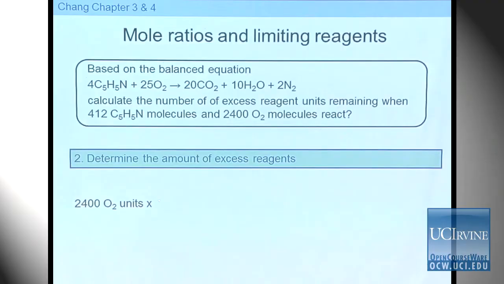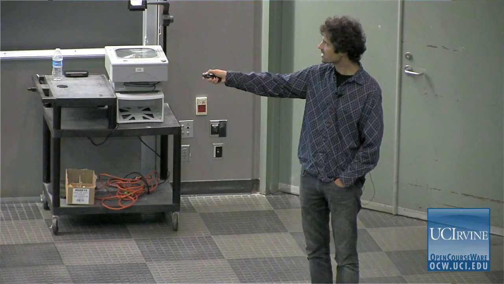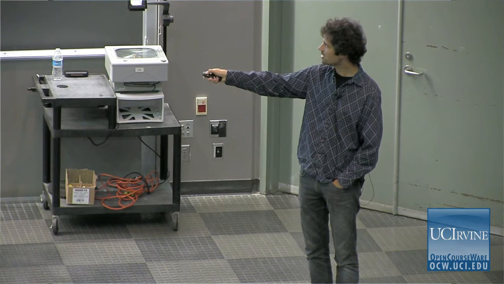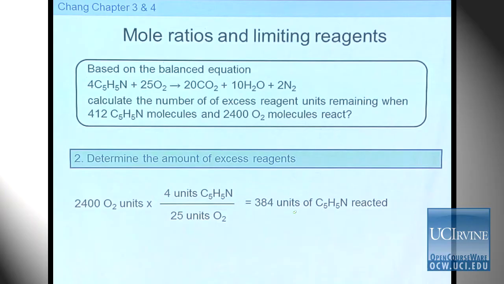So what you do is you convert oxygen into the number of the other reagent. I have to relate two reagents to one another. For each 25 units of oxygen, I take 4 units of the other reagent. This one crosses out, and this number here is the number of the excess reagent that has reacted and is now gone. They have been converted into the products. I had at the beginning 412, and this many, 384, have vanished in the reaction. They have reacted and formed products together with the oxygen. That means I have 28 left after the reaction has come to a stop. That's how many I have left.